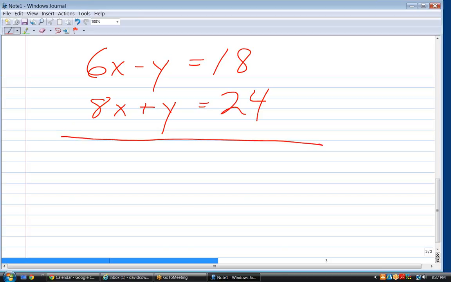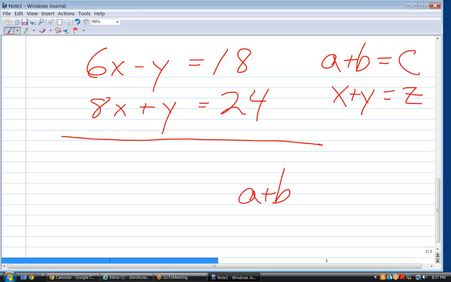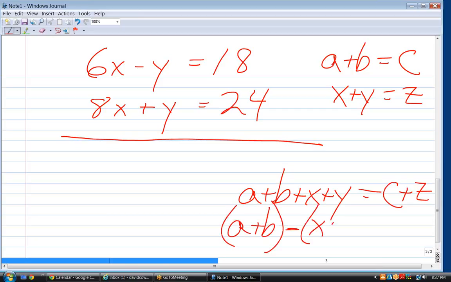The rules of algebra say that you can add or subtract any equations. So if I have two equations, a plus b equals c, and x plus y equals z, then I can always say that a plus b plus x plus y equals c plus z. I can also say a plus b minus x plus y equals c minus z. In other words, no matter what the equations are, you can add two equations or subtract them.